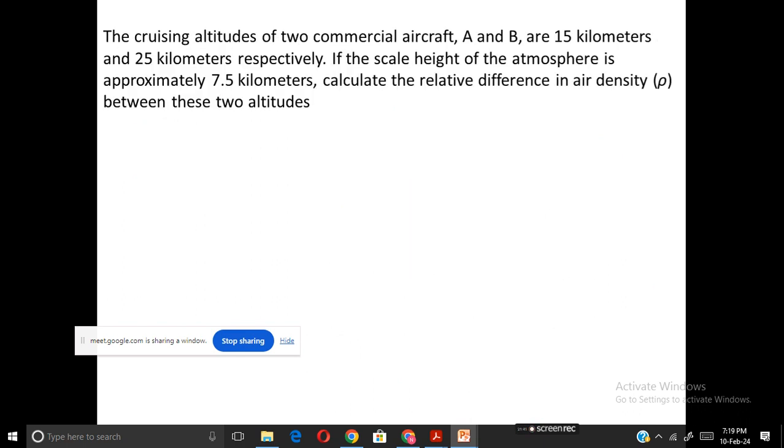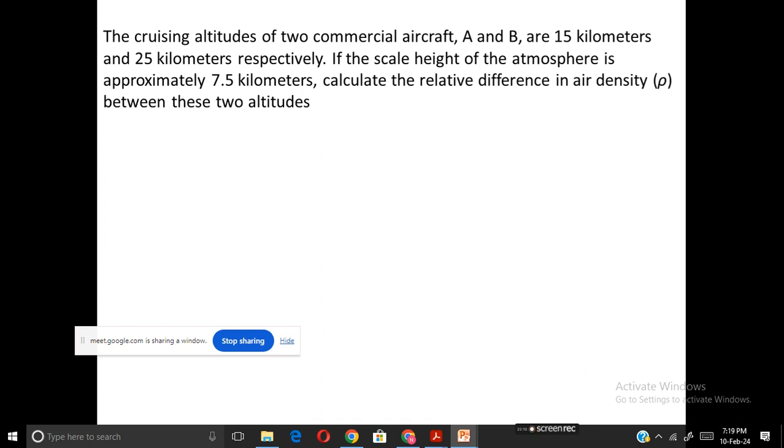Now let's move on to another problem. The problem says that the cruising altitudes of two commercial aircraft, A and B, are 15 kilometers and 25 kilometers respectively. If the scale height of the atmosphere is approximately 7.5 kilometers, calculate the relative difference in air density between these two altitudes.